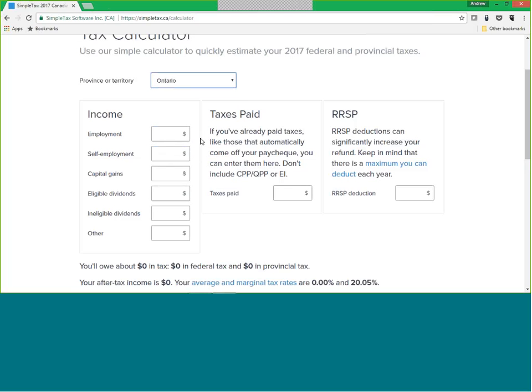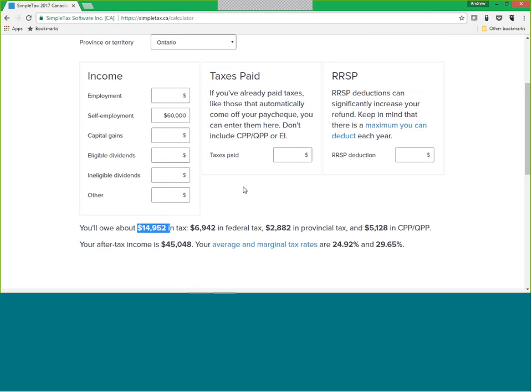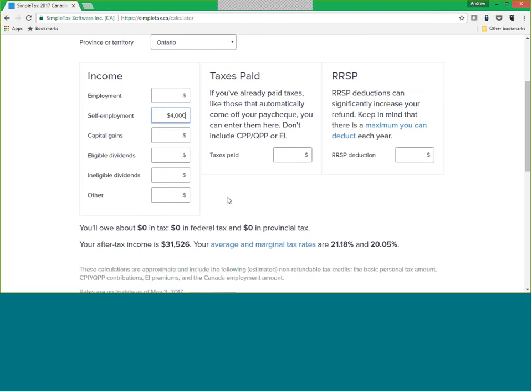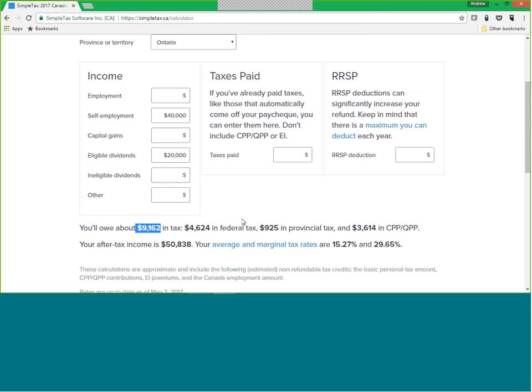So we're in Ontario, I'm self-employed. This year, I'm going to earn $60,000. So this is how much tax I have to pay, $14,952. It'll tell you exactly how much taxes you have to pay. Let's say, for example, that instead of earning $60,000, I'm going to earn $40,000. Because I'm incorporated, I'm going to take dividends of $20,000. There you go. Now I only pay $9,162. You see the difference there?